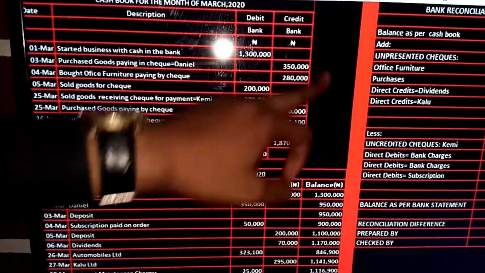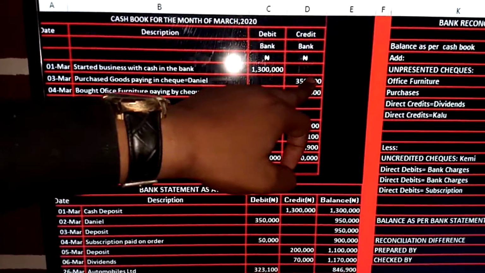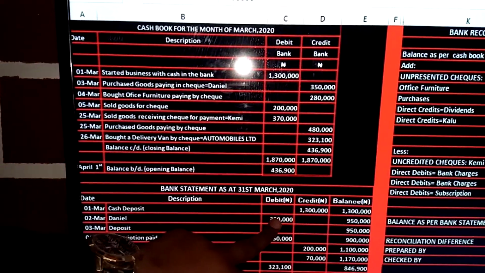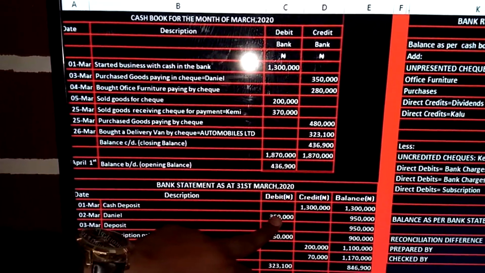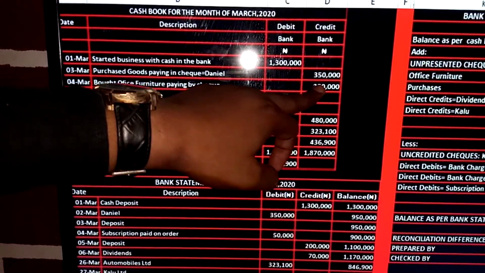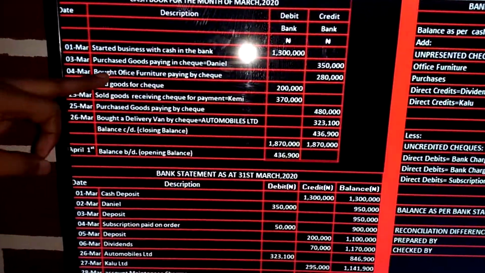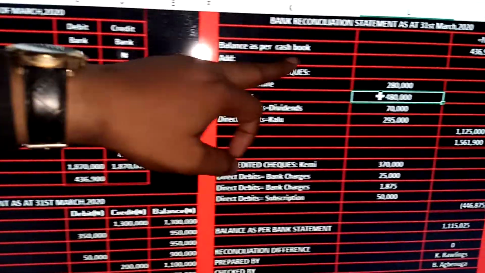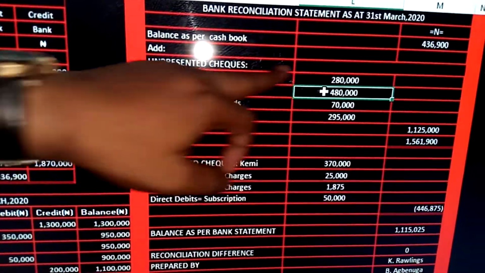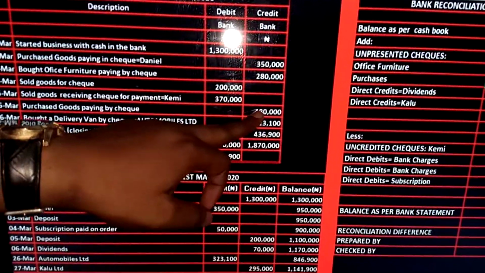So let's pick them. 350 is in the cash book. Is it in the debit side of the bank statement? Yes, so that clears. 280 is in the credit side of the cash book. Is it in the debit side of the bank statement? No. What do you have there? Office furniture. So we have unpresented checks. Office furniture, 280,000.